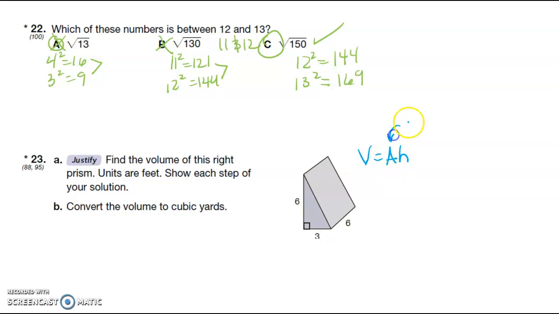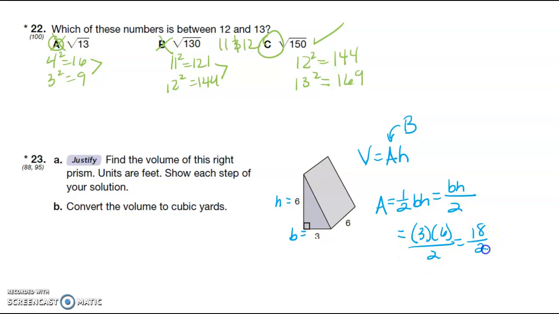This is sometimes known as capital B. So we know that the base is a triangle. So triangle is 1/2 base times height, or you could do base times height divided by 2. Either way, don't forget the divided by 2. So here, this is going to be our H and this is going to be our B just for the area. We don't want to get confused.